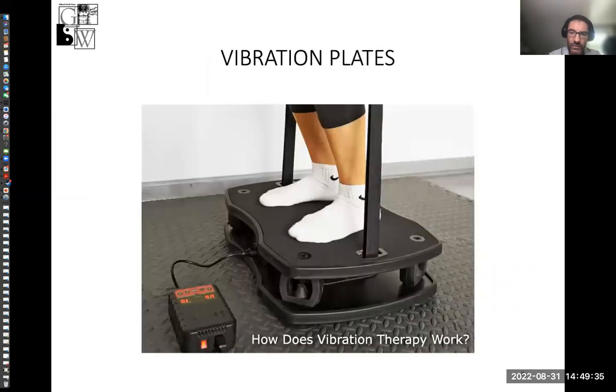I'm going to show you and talk a little bit about vibration plates, and then I'm going to go to specific products and kind of show you how I organize these things on the internet, real briefly.